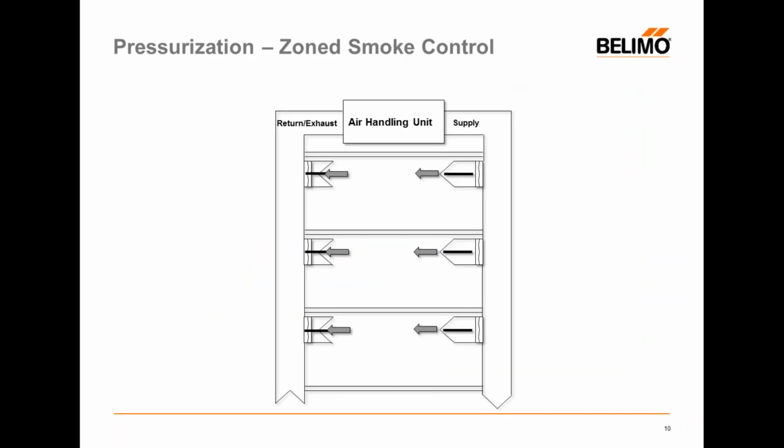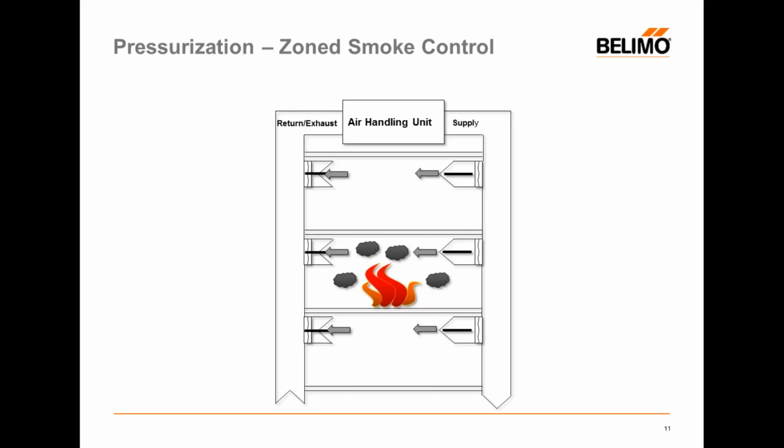One of the more common control strategies for an engineered smoke control system is pressurization. So if we take a very simple example here where we have a common air handler serving multiple floors in a building, and let's say a fire breaks out on one floor. Well, we certainly don't want the fire and the smoke associated with that fire to spread to other floors, causing potential danger to the occupants and also contaminating those floors with the smoke.